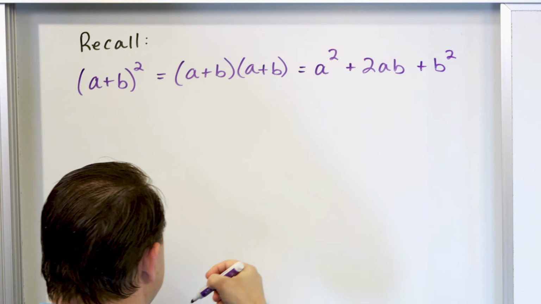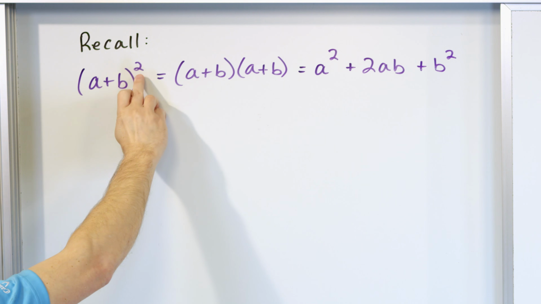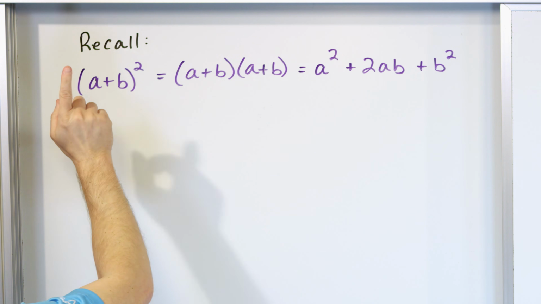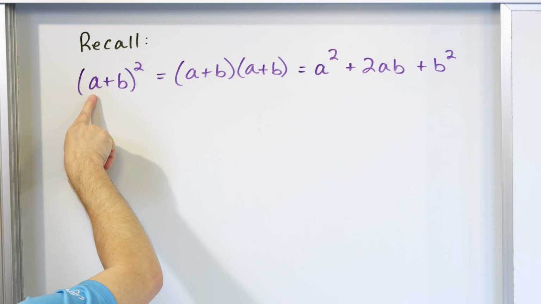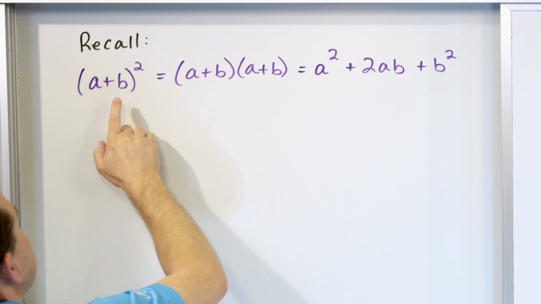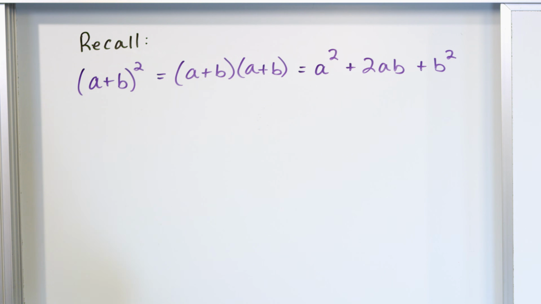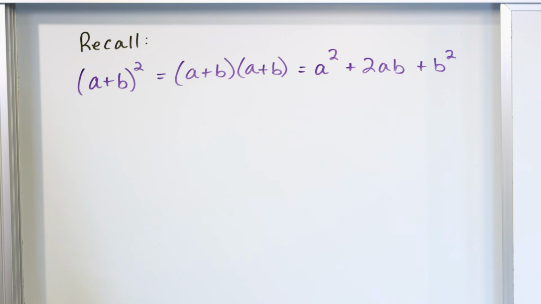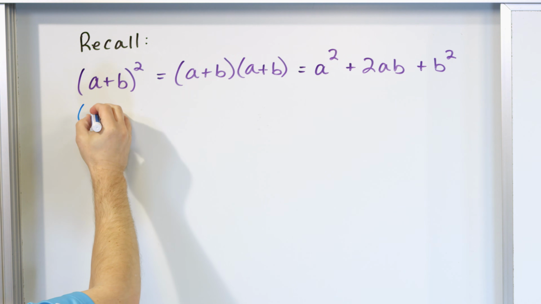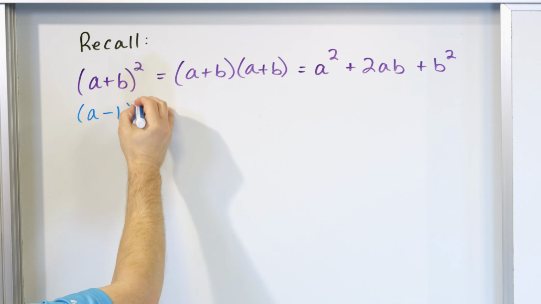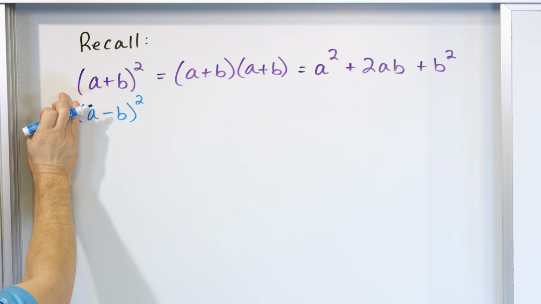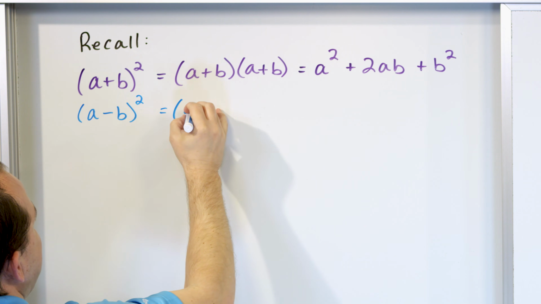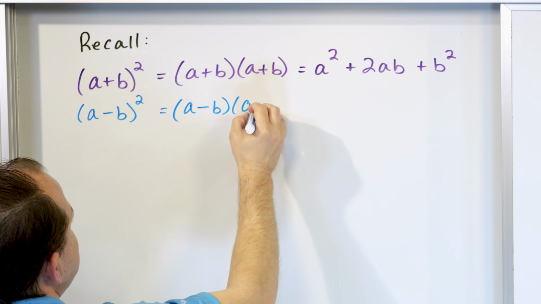So a lot of times, if we are given (a + b) quantity squared, we can skip the FOIL and go straight to the answer. It's the first thing squared, plus 2 times the first thing times the second thing, plus the last thing squared. That's what we have for a binomial squared with a plus sign in the middle. Now also recall that we learned how to handle (a - b) squared. As you might guess, these are very similar, so the answers are going to be similar. This would be (a - b) times (a - b).